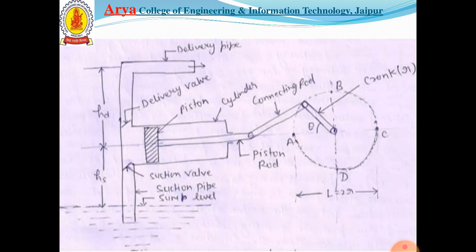The line diagram of the reciprocating pump is shown in the figure, which includes at the right hand side the crank that is driven by the electric motor, having the crank connected with the connecting rod, and the connecting rod is connected to the piston. The piston makes the reciprocating motion inside the cylinder. The mechanism is used to convert the rotation into the reciprocating motion. On the left hand side we have HS and HD. These are the head at the suction side and HD is the head at the delivery side.